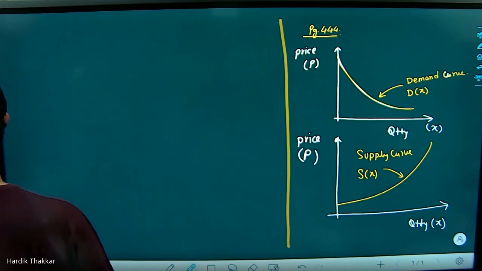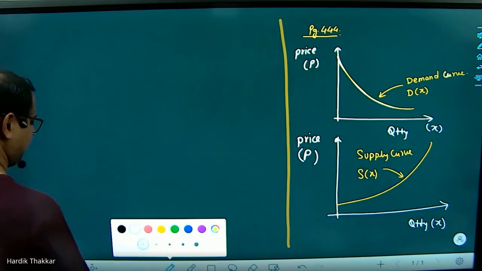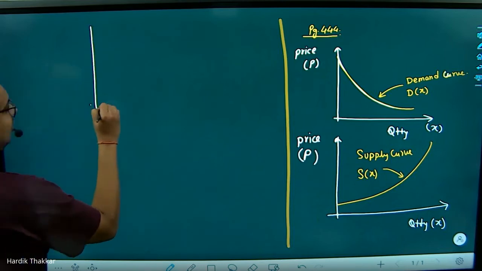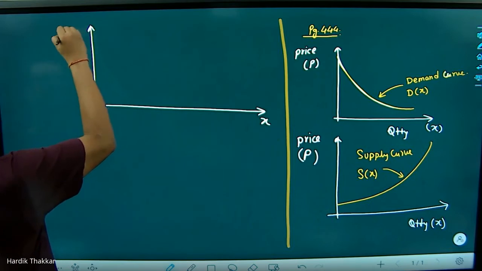Now in the next figure, figure 7.7, the concept of the equilibrium point is given. Now what is this equilibrium point?